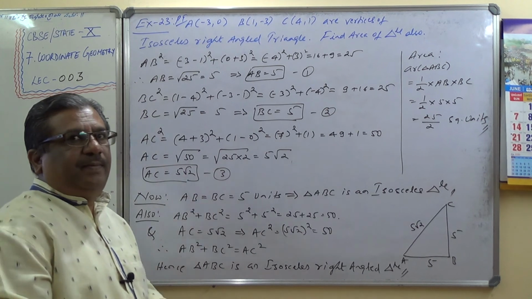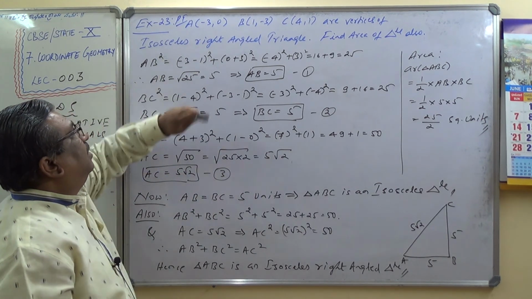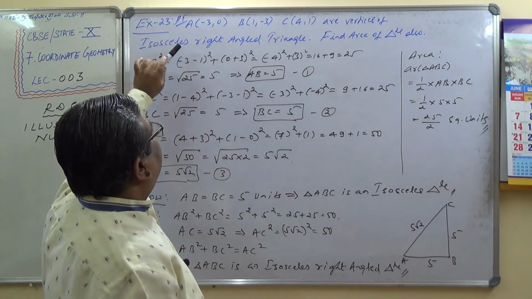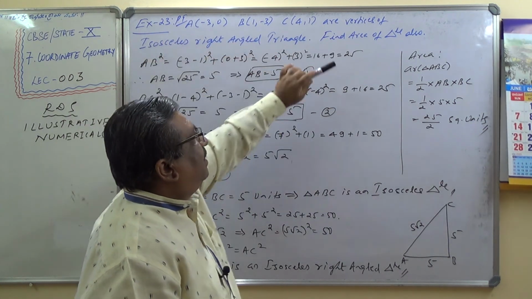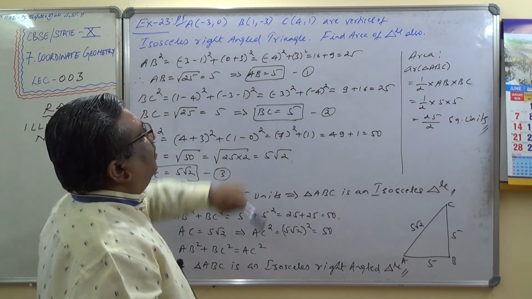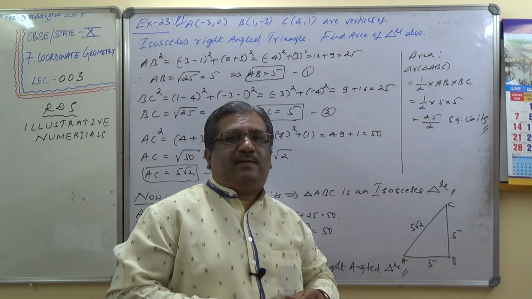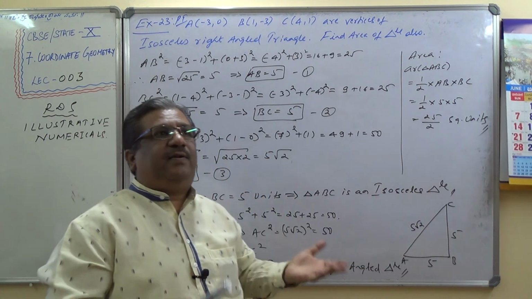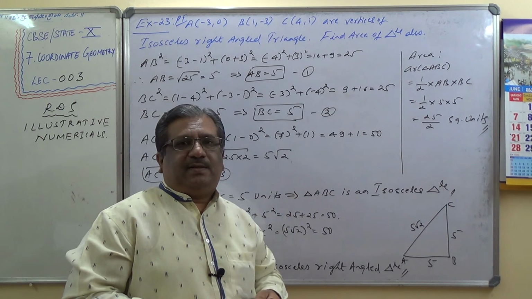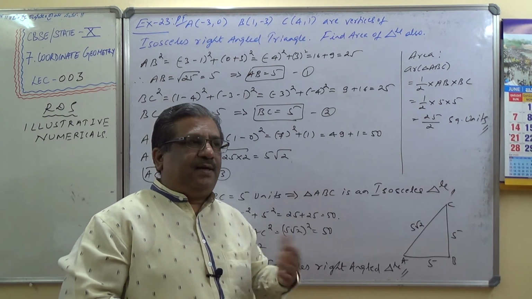This last sum I am taking now. Example 23. Prove that ABC are the vertices of an isosceles right angle triangle. Find the area of the triangle also. So the coordinates are ABC and we have to prove that these are the vertices of an isosceles triangle first, and then you can prove that it is right angled also. In that case it will become the vertices of an isosceles right angle triangle.